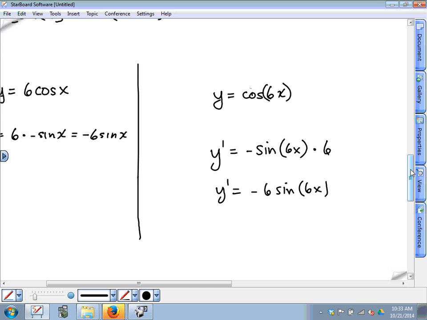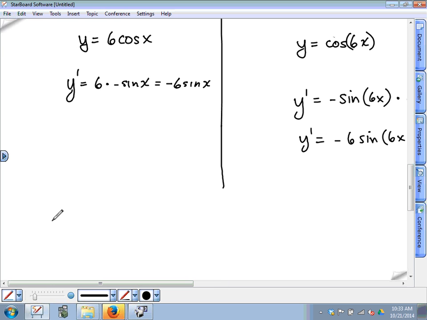The second trig ones are all pretty easy. Here's another one. Part B. If y equals tangent of 3x, then y prime.